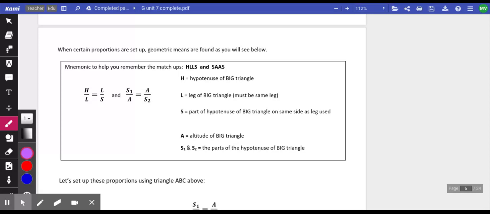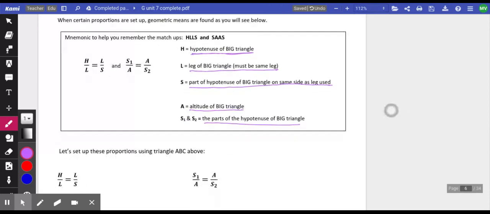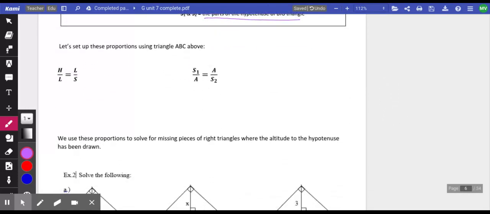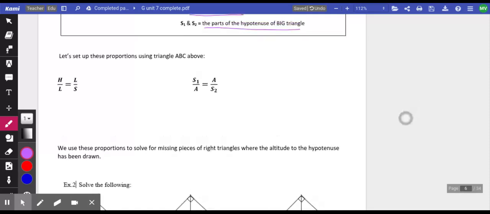So in Hills, the H stands for the hypotenuse of the big triangle, and L is the leg of the big triangle. S is a part of the hypotenuse of the big triangle, and it's on the same side as the leg. For SAS, A is the altitude of the big, and S's are parts of the big triangle. So let's set up some proportions using these.